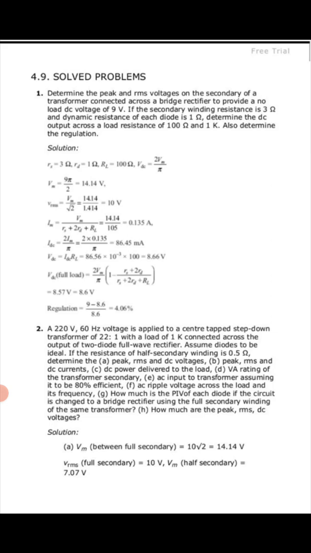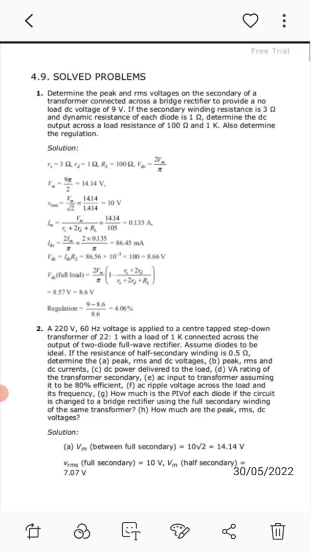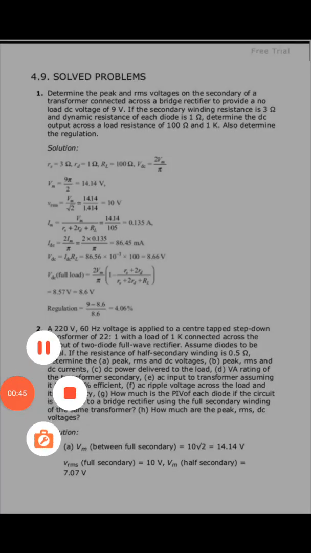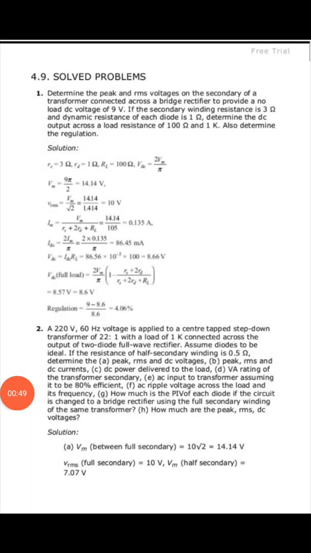I will read it. Determine the peak and RMS voltage on the secondary of a transformer connected across a bridge rectifier to provide a no load DC voltage of 9 volt, if the secondary winding resistance is 3 ohm and dynamic resistance of each diode is 1 ohm. Determine the DC output across a load resistance of 100 ohm and 1 kilo-ohm. Also determine the regulation. Solution.